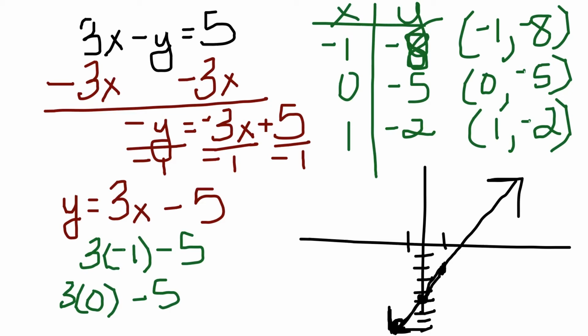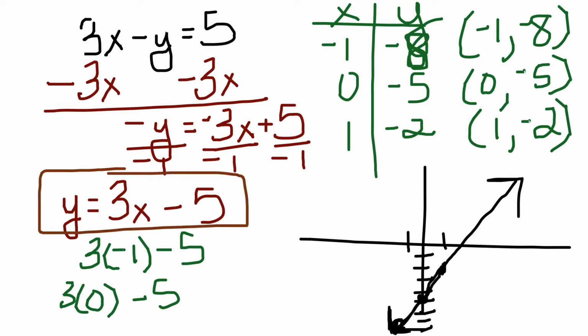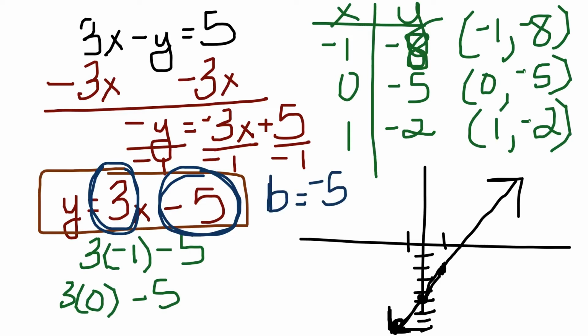One of the things I wanted to point out is how this connects with our idea of slope-intercept form. When I solved for y, I got this in slope-intercept form. When it's in slope-intercept form like this, I can pull out my slope and my y-intercept. My y-intercept, represented by b, is negative 5. That means that's where it's crossing the y-axis, and it is, right here at negative 5. And my slope, represented by m, is 3. I like to write that as a fraction because slope is rise over run, so that's 3 over 1.